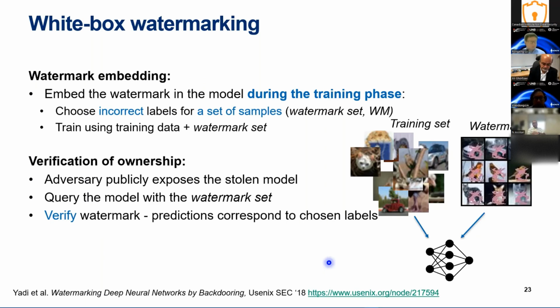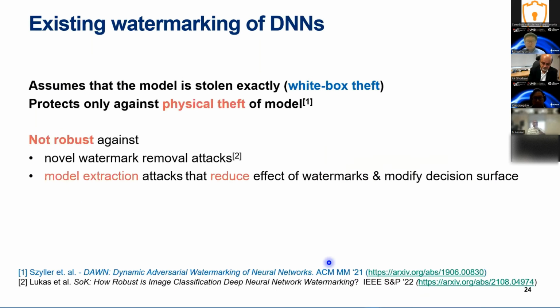And then later, when there's a suspect model, they'll be able to show that it's their model by showing the presence of the watermark. So there are a couple of problems with this approach of watermarking a model in order to demonstrate ownership. The first one is that it only protects against physical theft of the model, because remember what I said before, that the assumption is that the owner of the model adds some watermark to the model and then trains the model. That's not the case with model extraction, right?